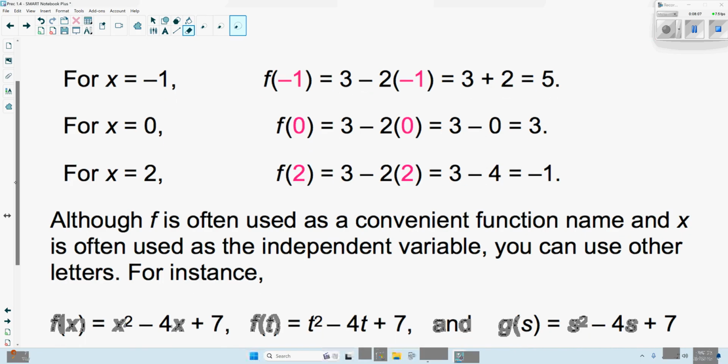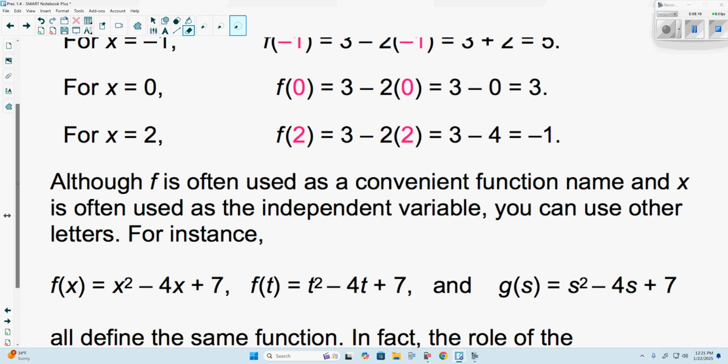Although f is often used as a convenient function name, and x is often used as the independent variable, other letters can be used. So most of the time we use f of x. We can use f of t, g of s, it doesn't really matter. It's just whichever they pick.